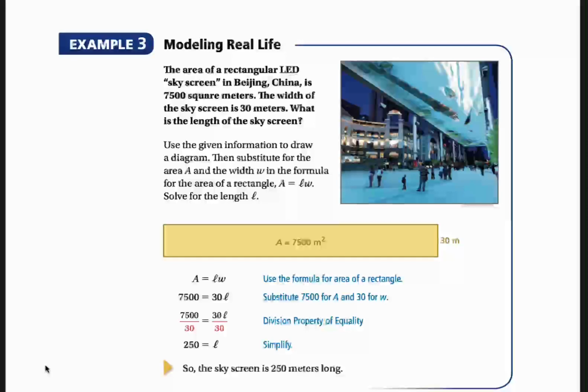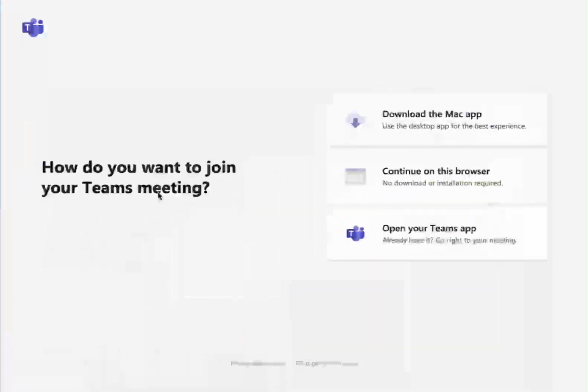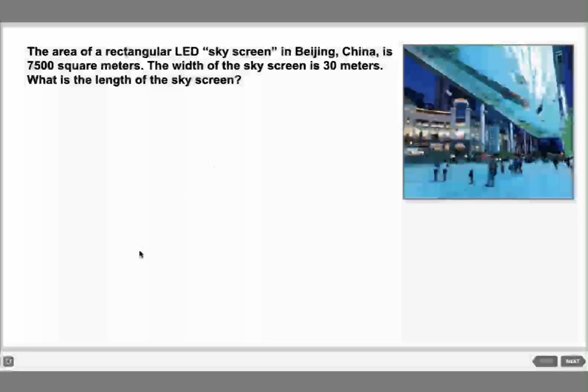Okay, go to page 262. And here we have example 3. For this example, I'll use this page. The area of a rectangular LED sky screen in Beijing, China is 7,500 square meters. The width of the sky screen is 30 meters. What is the length of the sky screen?